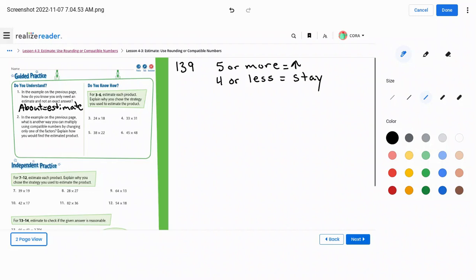Okay, now let's look at the do you know how. I'm going to ask that you do all 4 of these problems today. So I'm asking that you do numbers 3, 4, 5, and 6. I would round these to the tens place, so the greatest place value. And I'm going to ask you to pause the video, do these on your own, and then put the video back on to see how you did. All right, so go ahead and pause the video, and I'll see you in a little bit.